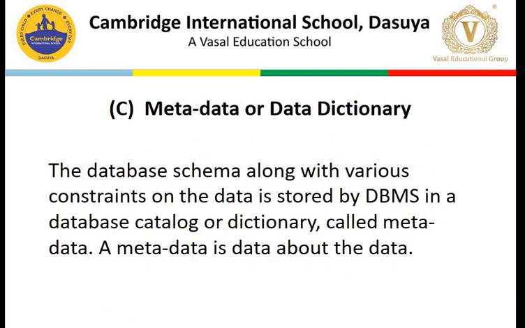Then another important term that is used with the database is metadata or data dictionary. So what is this? The database schema along with the various constraints on the data is stored in the database in a database catalog or dictionary. That catalog or dictionary is called metadata, that is, data about the data. Like we have an index in our book. That index basically tells what my book is containing. Similarly, whatever database constraints we have applied, whatever the table names are, whatever columns we have, the detail about those is basically the metadata.